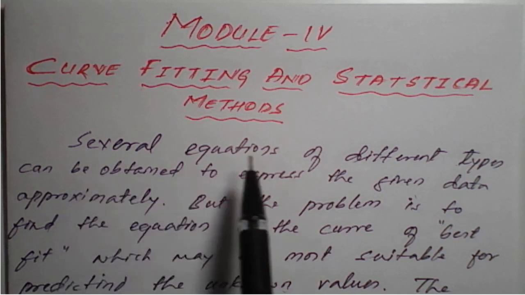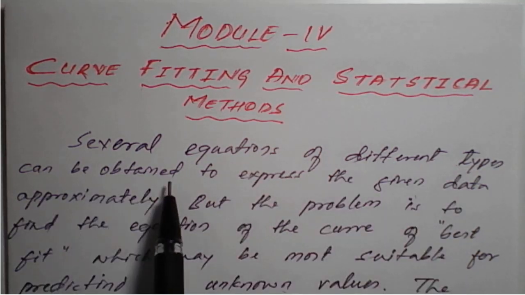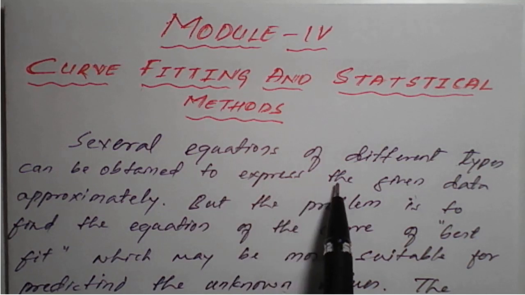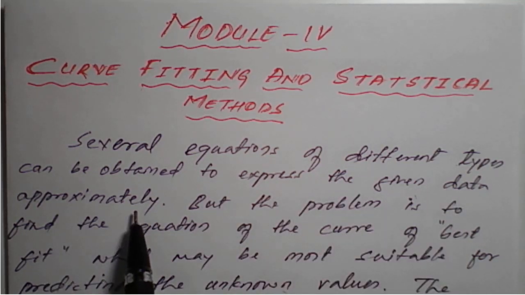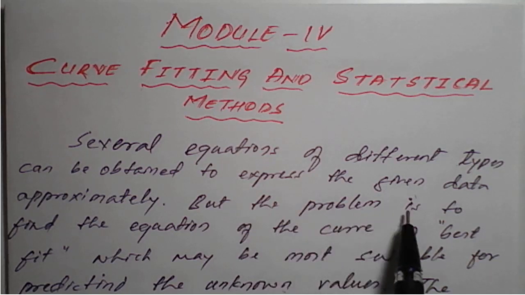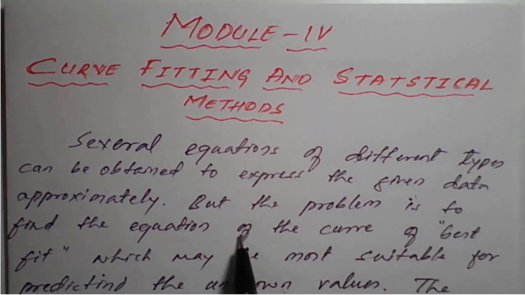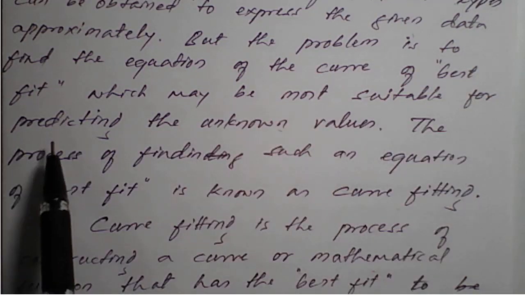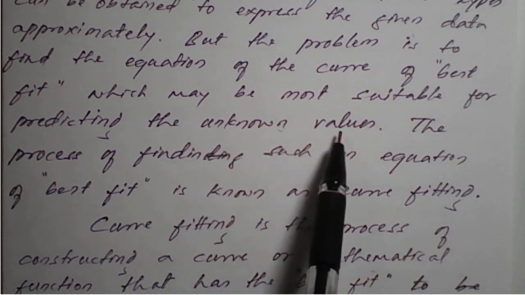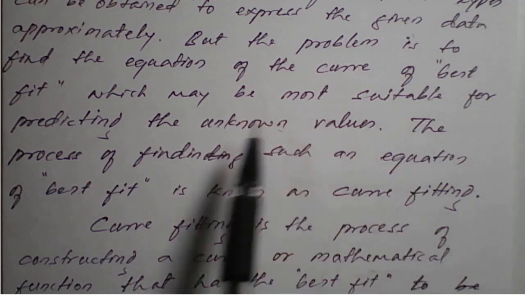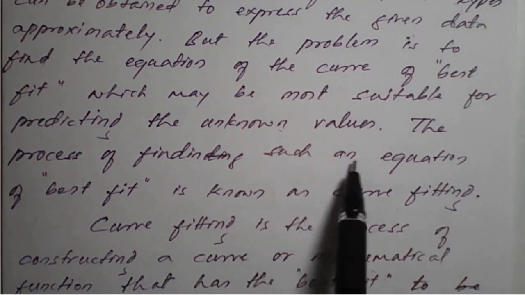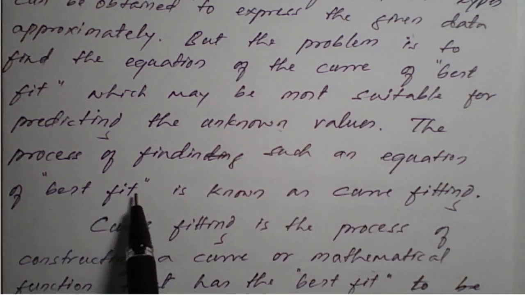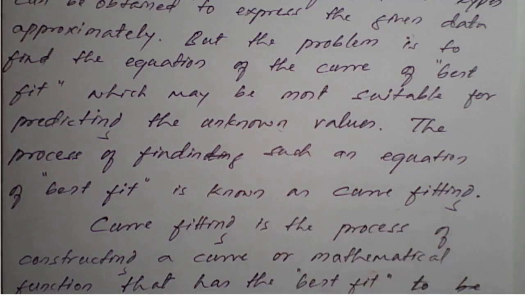Here, several equations of different types can be obtained to express the given data approximately. But the problem is to find the equation of the curve of best fit, which may be most suitable for predicting the unknown values. The process of finding such an equation of best fit is known as curve fitting.